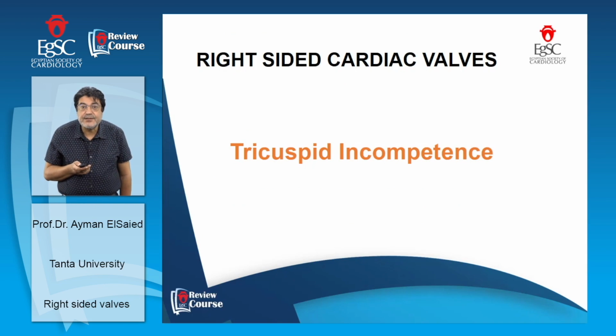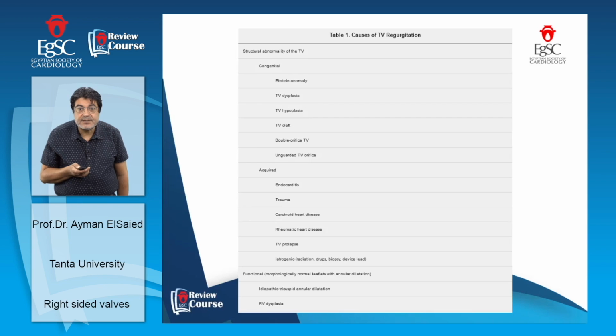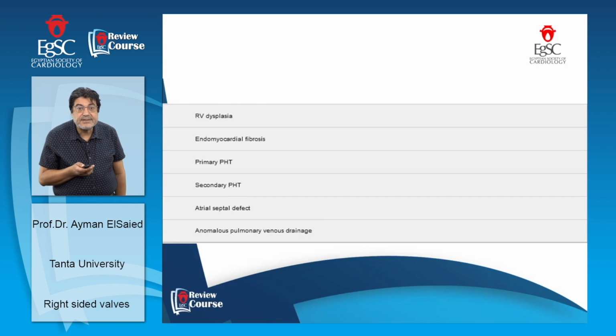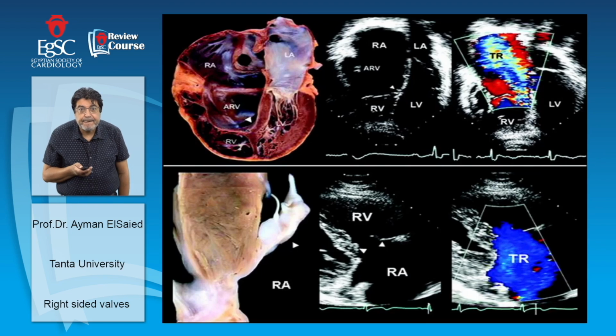The second valve is the tricuspid valve, and tricuspid incompetence is very important. The etiologies range from congenital anomalies like Ebstein disease, tricuspid valve dysplasia, and congenital tricuspid leaflet deformity, to endocarditis, trauma, carcinoid disease, rheumatic heart disease, and tricuspid valve prolapse. Very important are the secondary causes of tricuspid incompetence, due to pulmonary hypertension or left-sided heart lesions. This is an example, and on the right, the jet of tricuspid regurgitation.